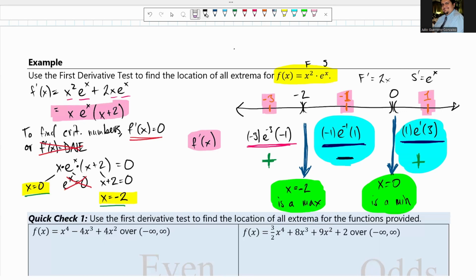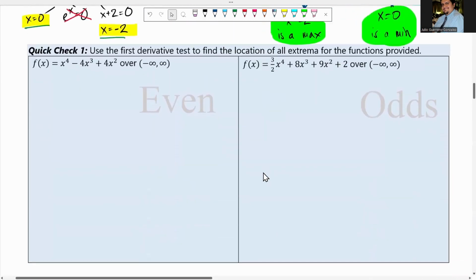Okay. So what I'm going to have everybody do now, some quick checks. Use the first derivative test. Try not to graph it. Try your very hardest. I know this is going to test your patience. Try very hard not to graph it. Just use the derivative to figure out whether you have a max or a min at your critical value.